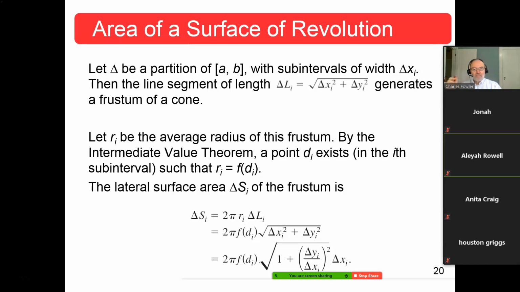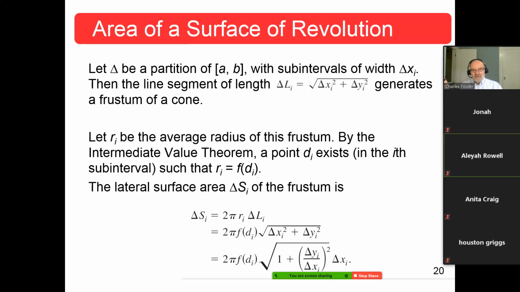Okay, lots of blah, blah, blah. The lateral surface area, delta S sub i then, of the frustum is then 2 pi times that radius that we got, okay? That's a circumference. 2 pi r is a circumference times the length of that segment that's being circumfered around there, okay? And that gives you that.